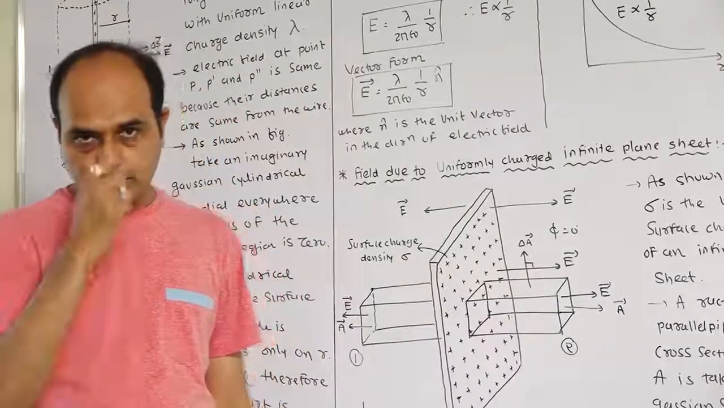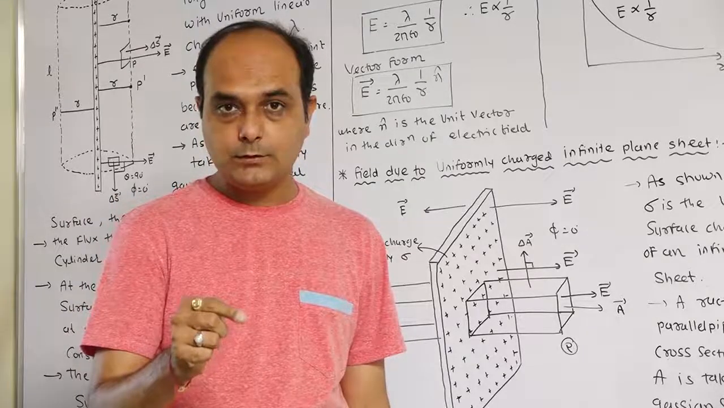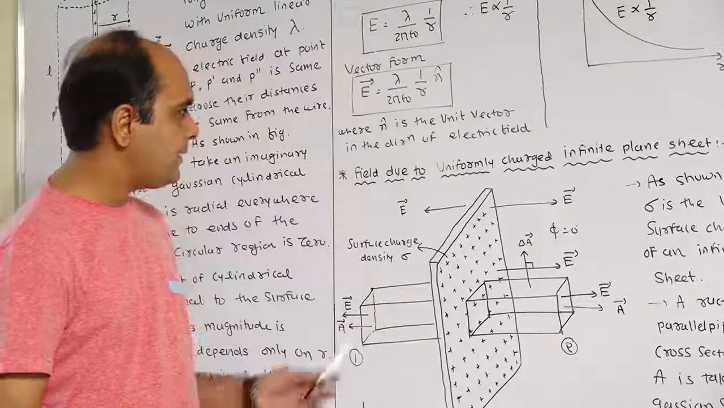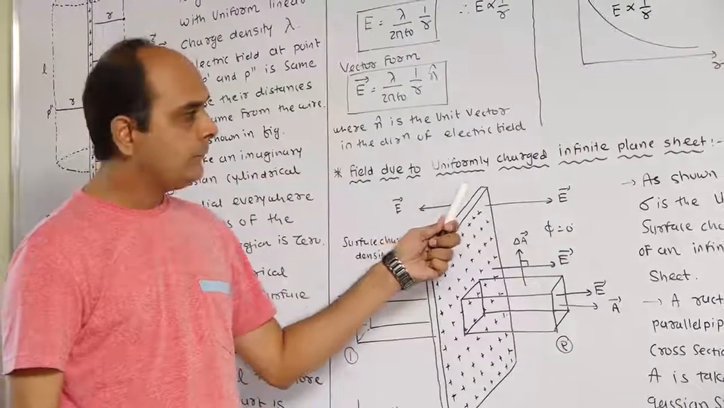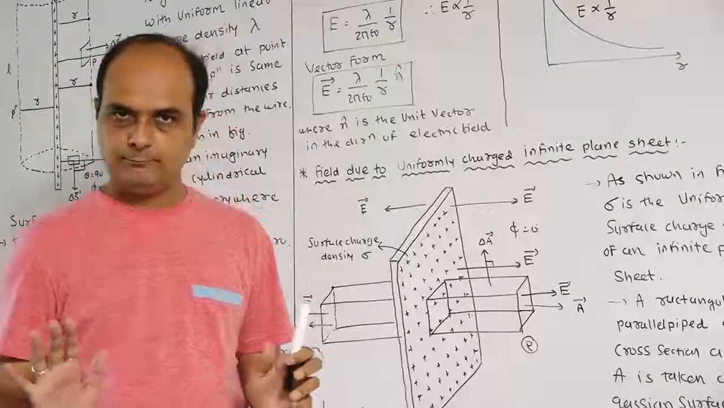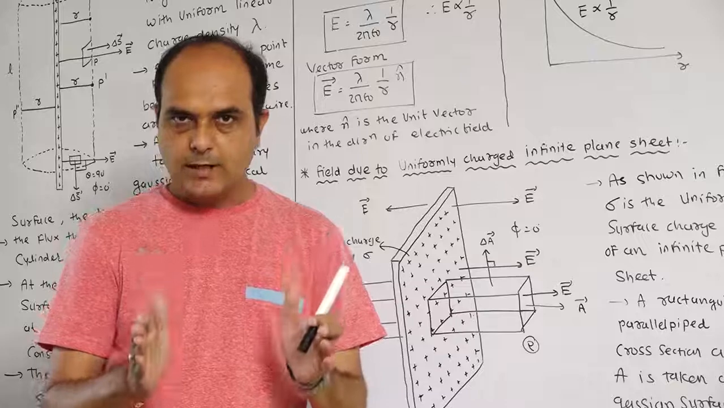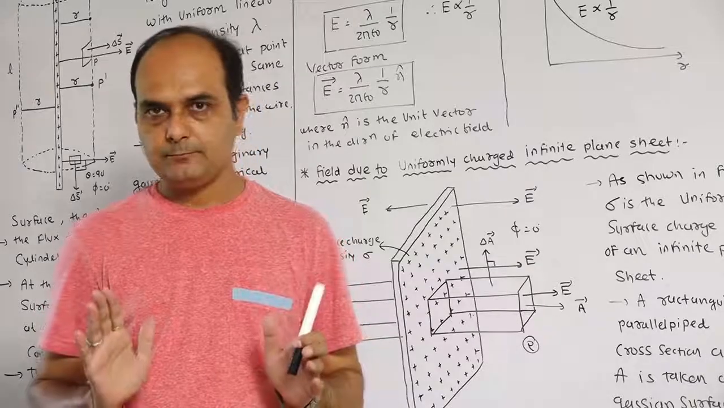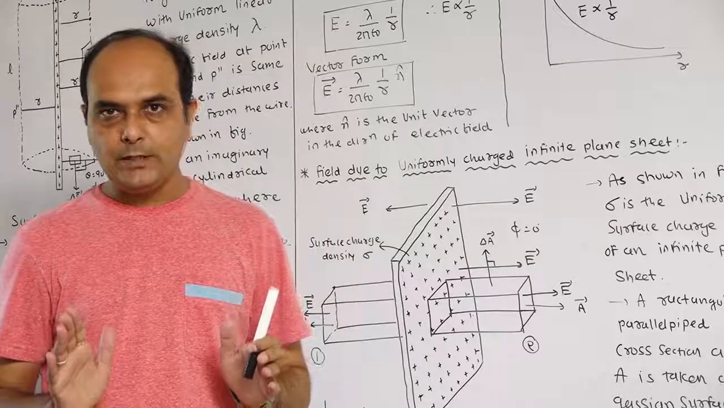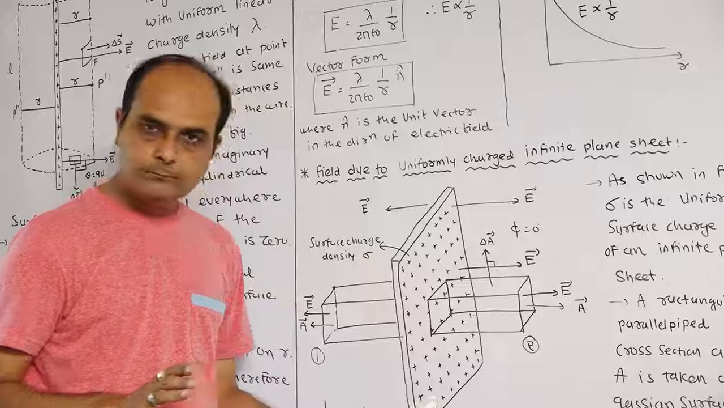Now student, today is the next application of the Gauss theorem. The next application of the Gauss theorem is the field due to a uniformly charged infinite plane sheet. Now the field due to a uniformly charged infinite plane sheet, that diagram is shown on this board.